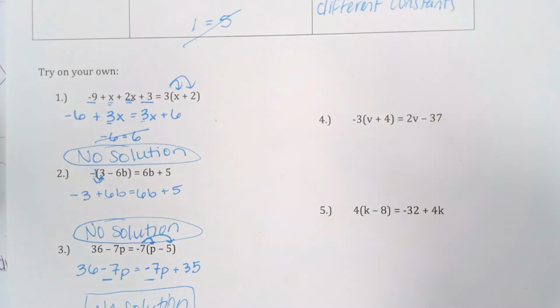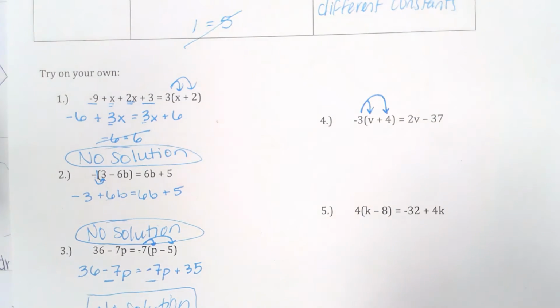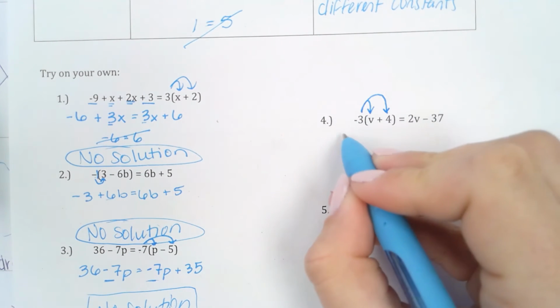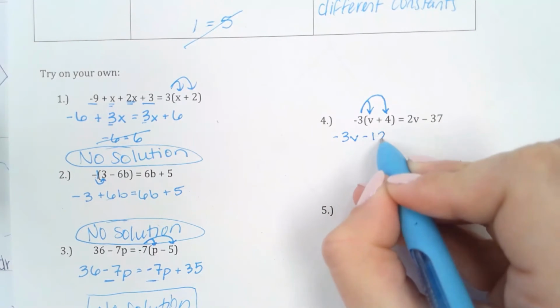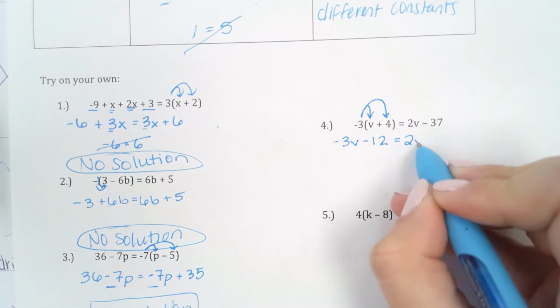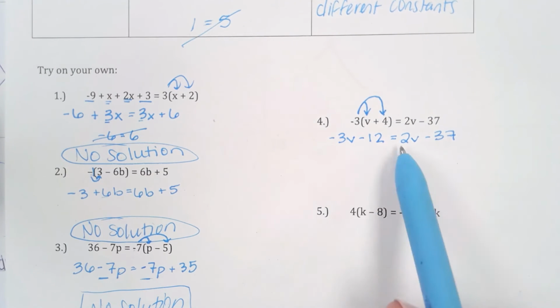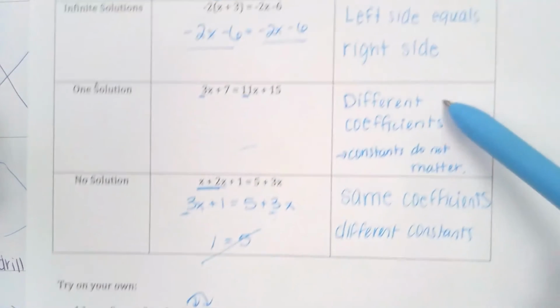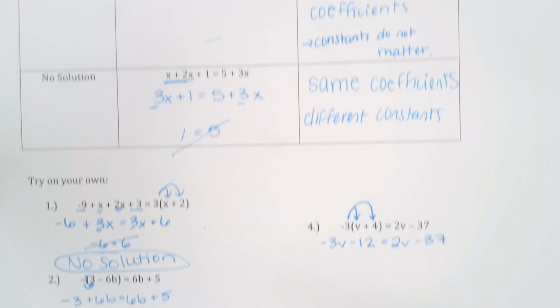Okay, number 4. Let's go ahead and solve this one. First thing I see is I need to simplify the left side by doing the distributive property. Negative 3 times v is negative 3v. Negative 3 times 4 is a negative 12. And then I have 2v minus 37 on the right. Now notice here how I have different coefficients. Different coefficients mean that you are going to get a one solution answer. So you do have to solve this to figure out what answer it is.